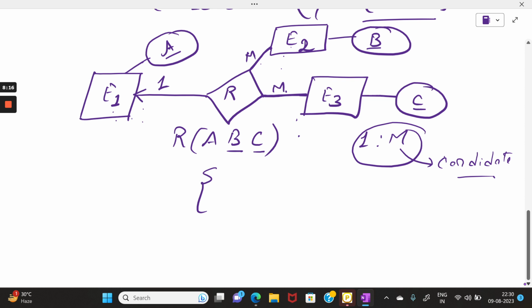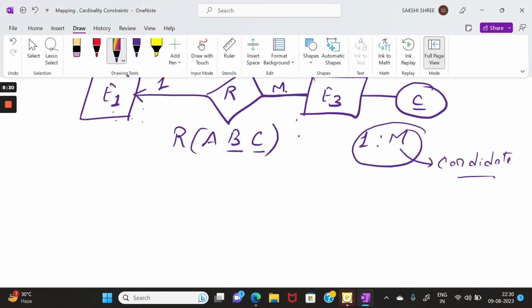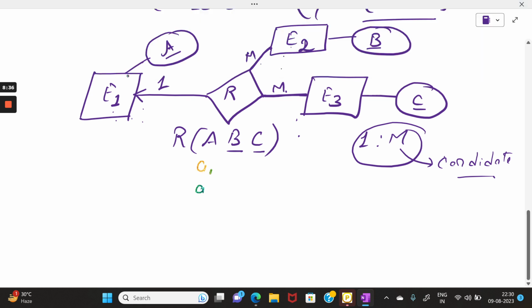So let's see, we will treat it as an example. Right. So if we have A1, okay, we have A1 mapped to B1, A1 mapped to B2, and A1 mapped to B3, okay, and then we have A2 mapped to B2, like so. So this is one to many mapping.